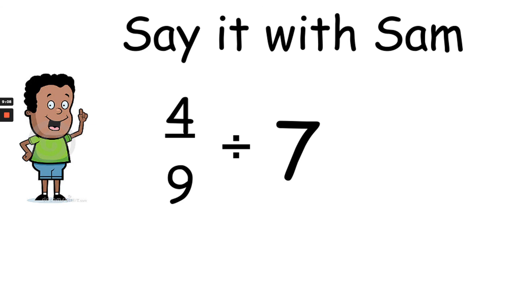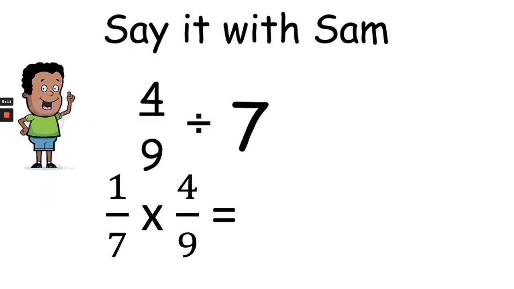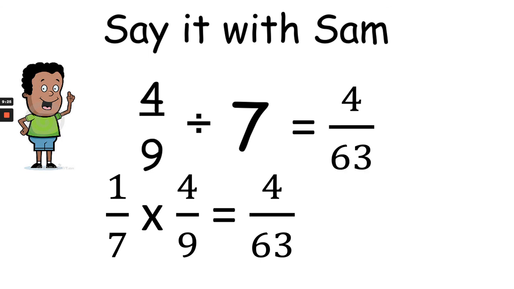All right, let's see how we got on. I am finding 1/7 of 4/9. Now that we've written it, we can see we just need to times across. So 1 times 4 gives me 4. 7 times 9 gives me 63 to give me 4 63rds. 4/9 divided by 7 is 4 63rds.